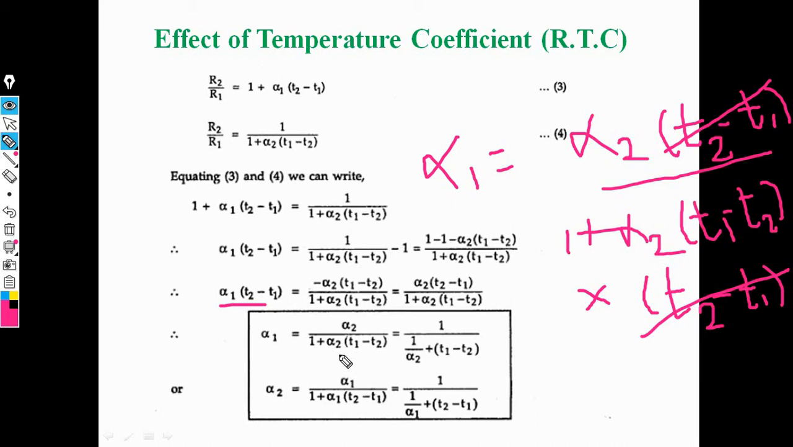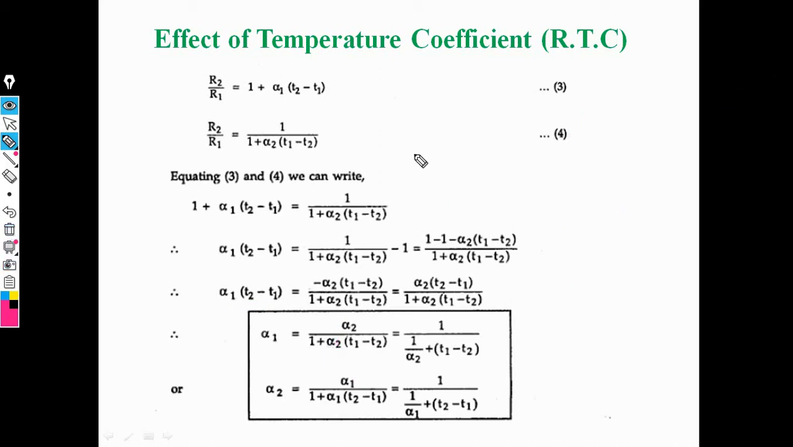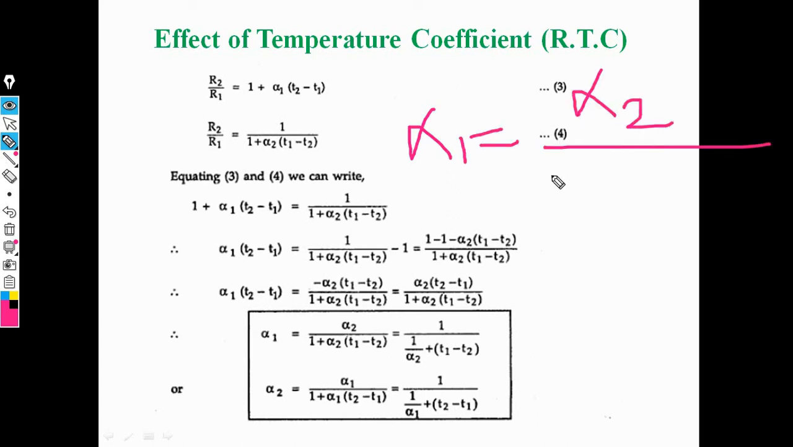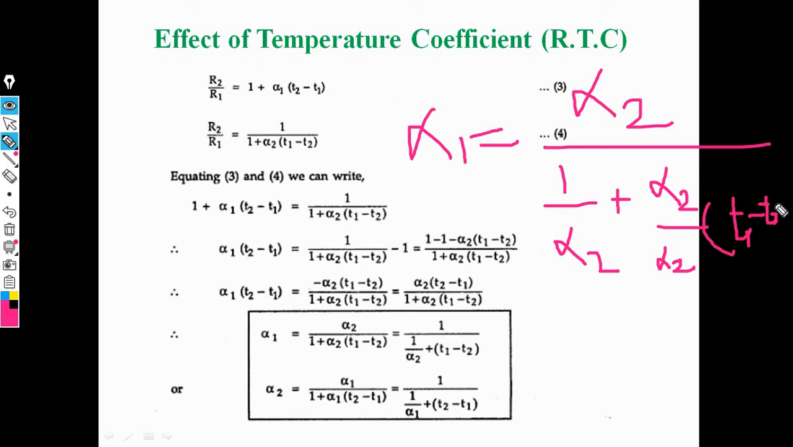Then we divide by alpha2: 1 upon alpha2, and alpha2 gets cancelled. This is the equation for alpha1: alpha1 = alpha2 divided by (alpha2/alpha2 + alpha2(T1 - T2)/alpha2). Then alpha2 gets cancelled, giving alpha1 = alpha2 upon (1 + alpha2(T1 - T2)).